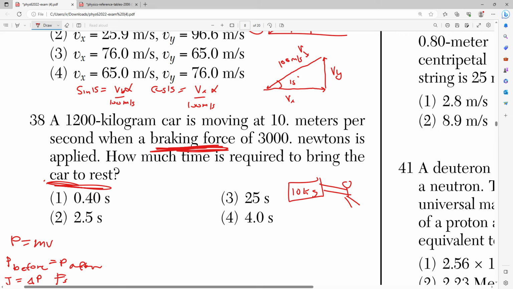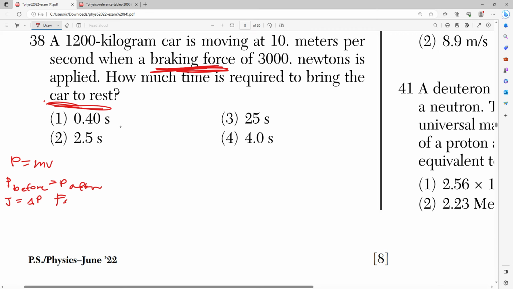So here, let's just calculate. What I'm going to first do is calculate the momentum of the car as it goes. We know that P is equal to mv. So I'm going to write P is equal to the mass, which is 1200 kilograms, times 10 meters per second. And when I do this, I get P is equal to 12,000. So that's the momentum that it's going at.